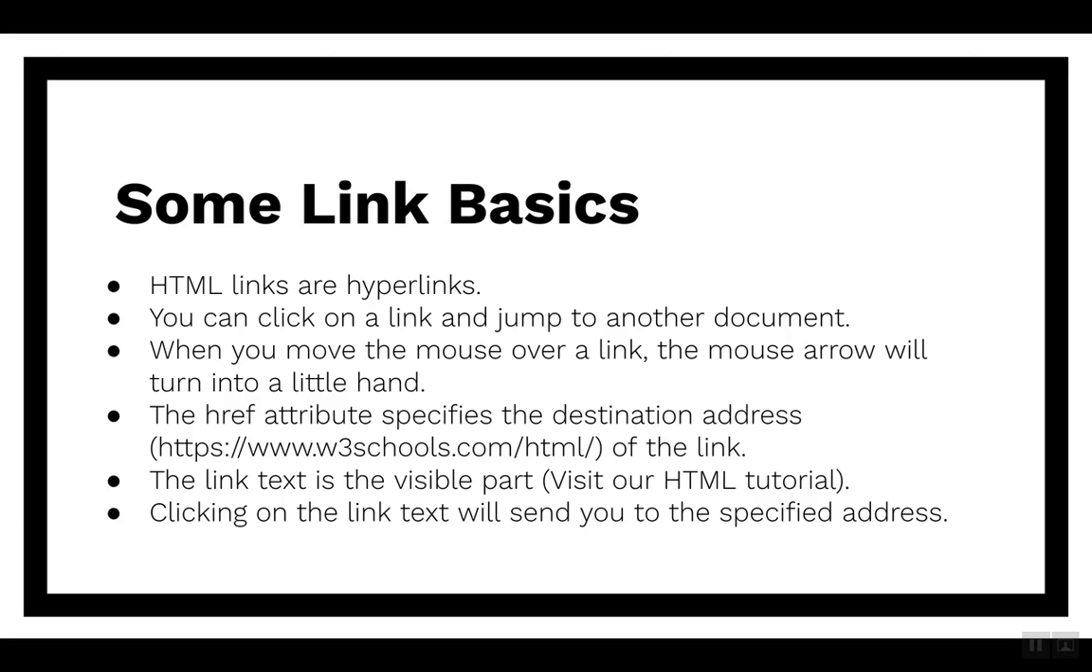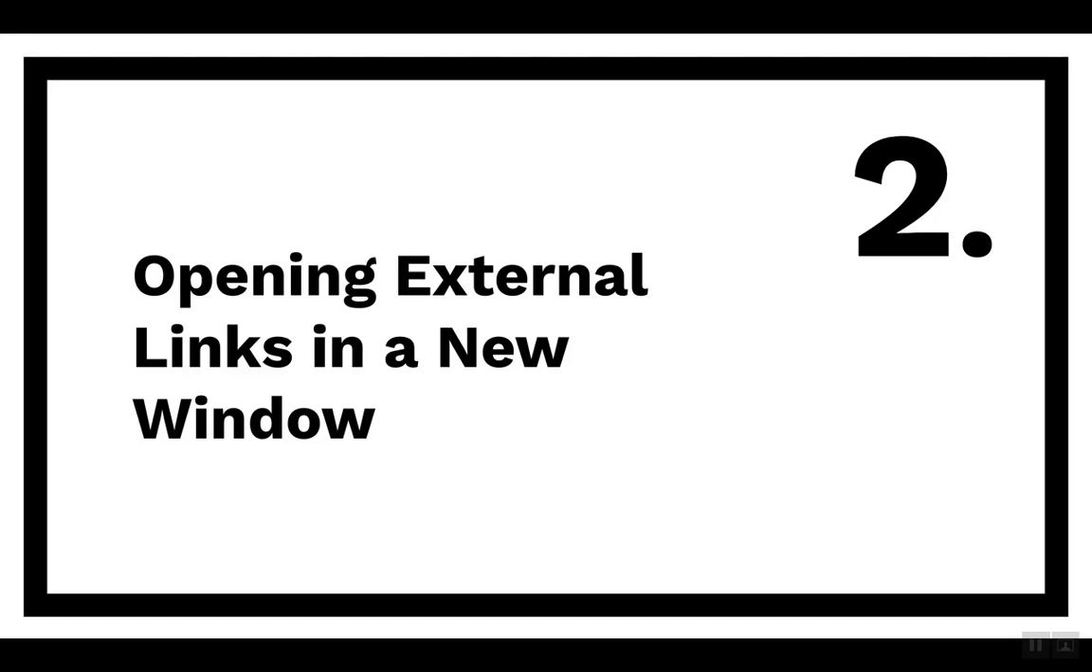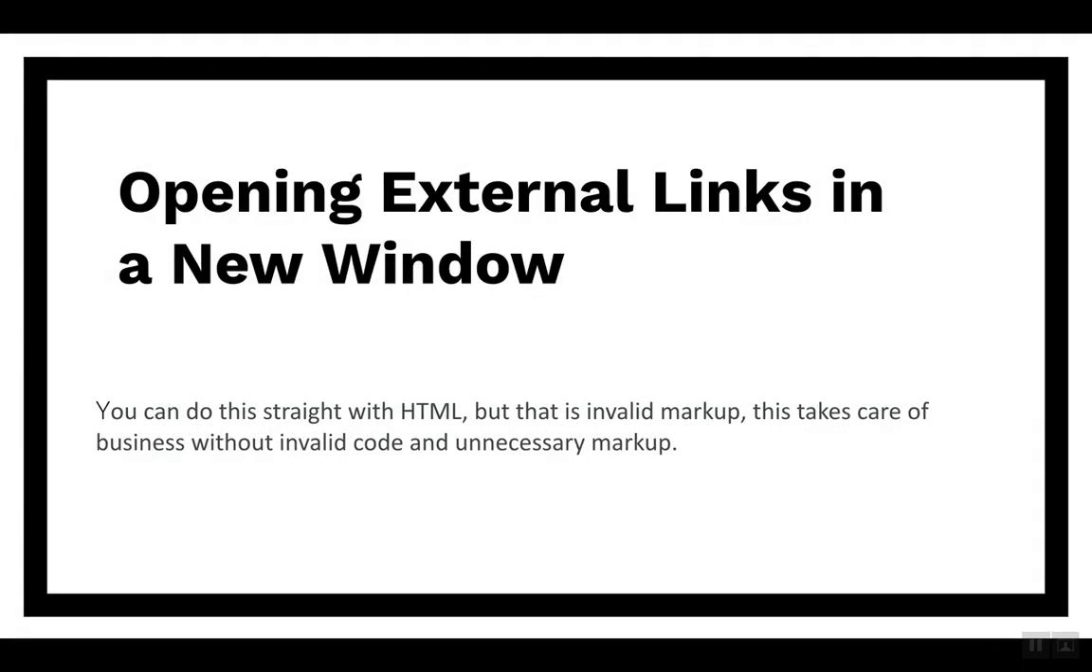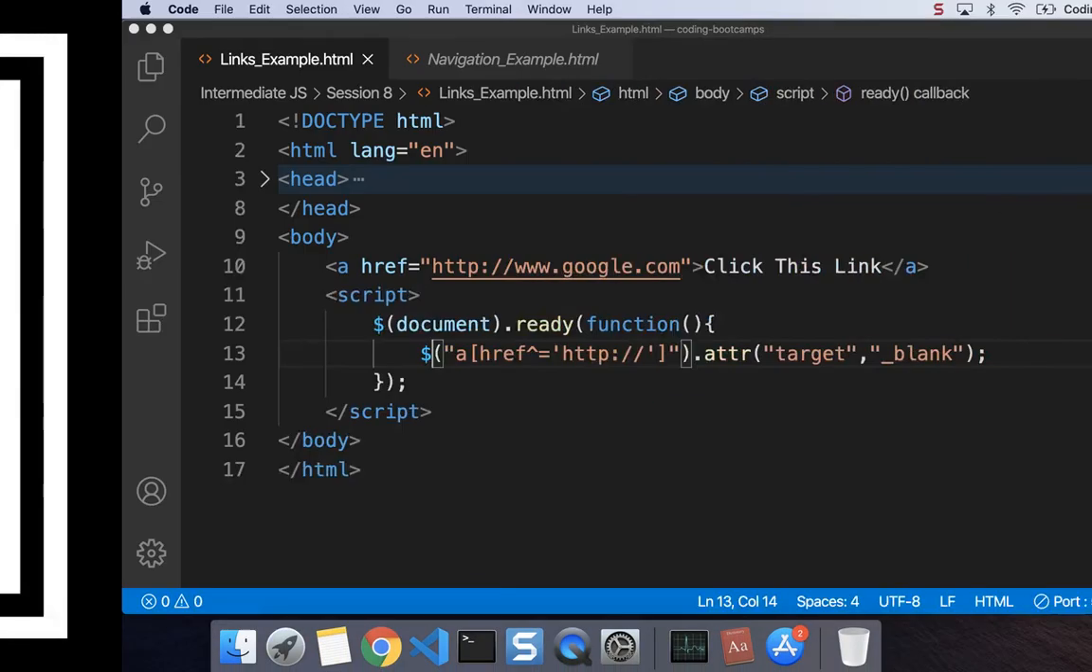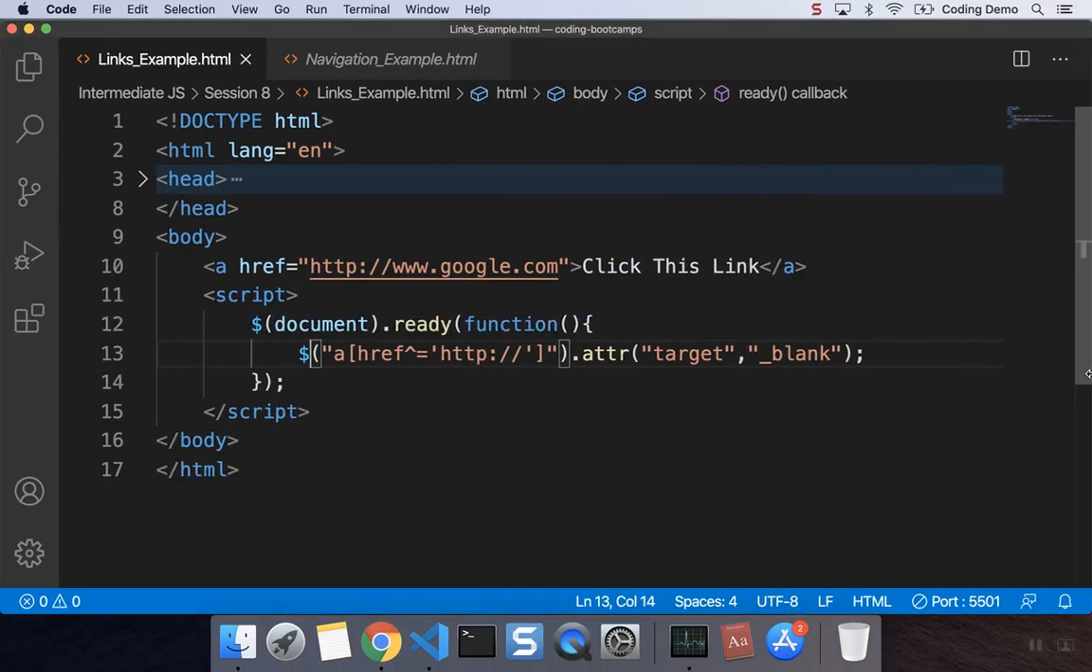Moving on. Opening external links in a new window. You can do this directly with HTML. However, let's say we created some anchor elements on the fly, dynamically, and we want to add attributes to the newly created anchor elements. We want all of their links to open in a new tab. How will we do this? Let's look at a demo code real quick.